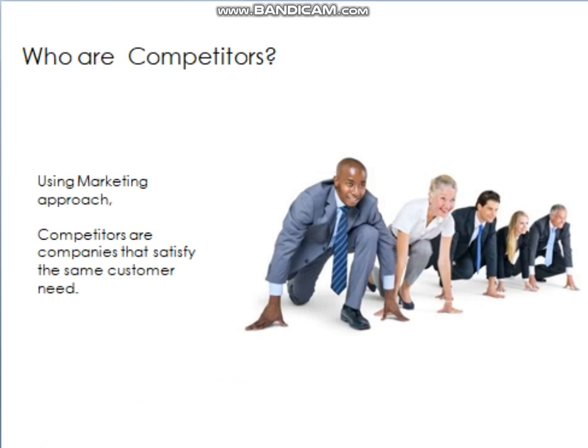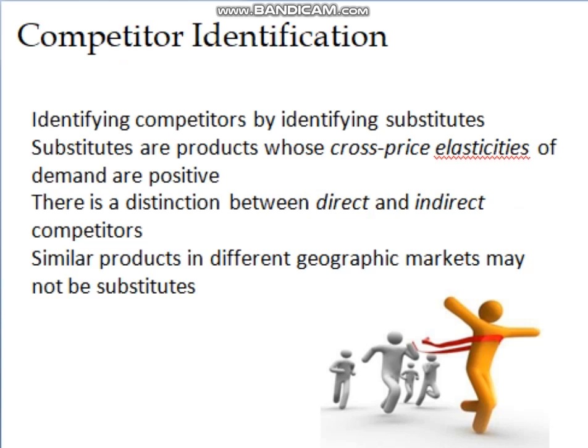Competitors are companies that satisfy the same customer's need. So competitors are those who satisfy the need of the customer as we do, or who are selling products similar to our products or a product close to our product, which will equally satisfy the need of the consumer. So, competitors are companies that satisfy the same customer need. And how can we identify the competitor? Let us see.